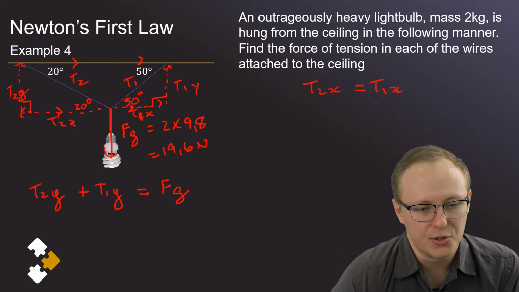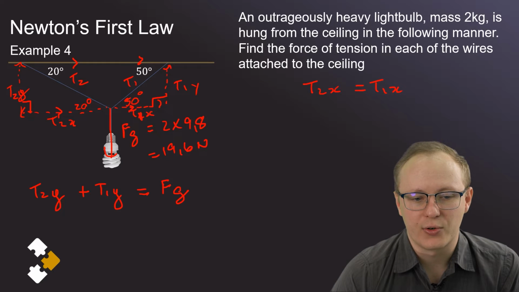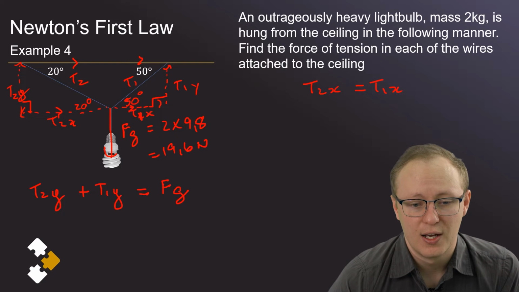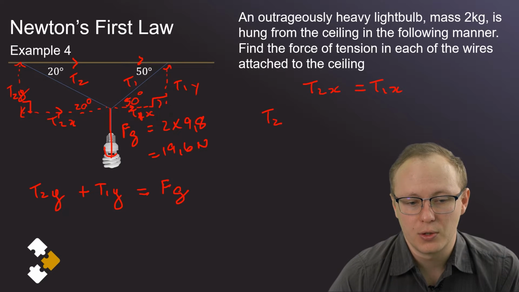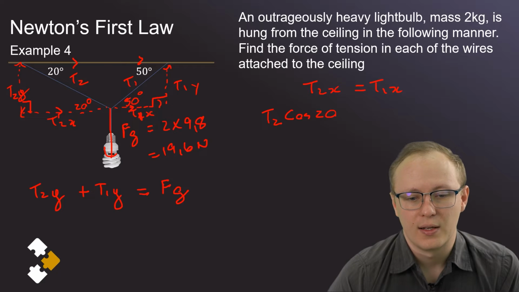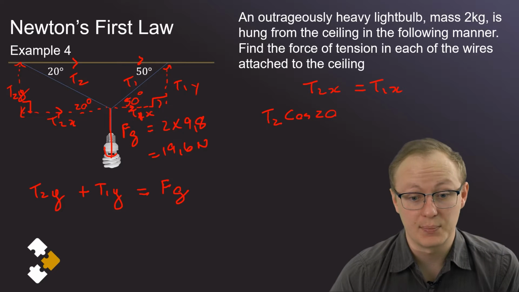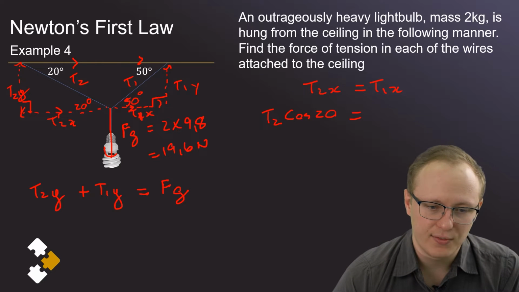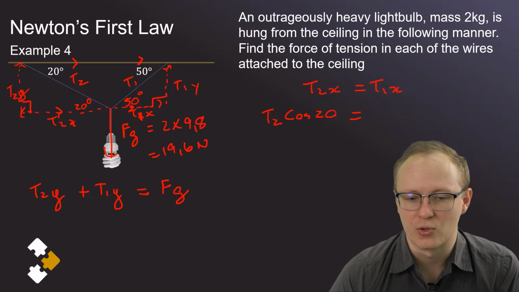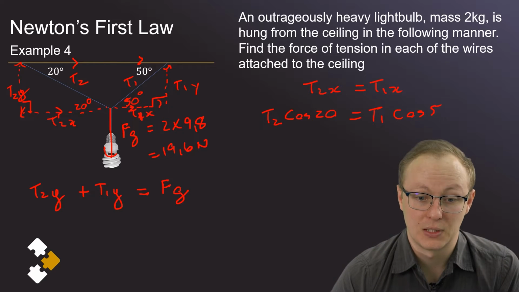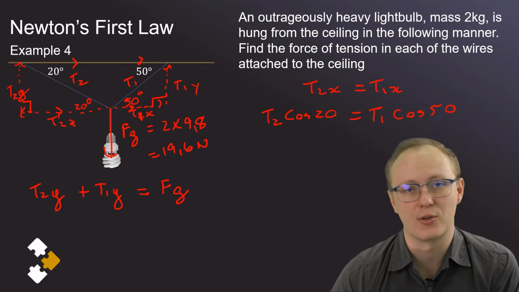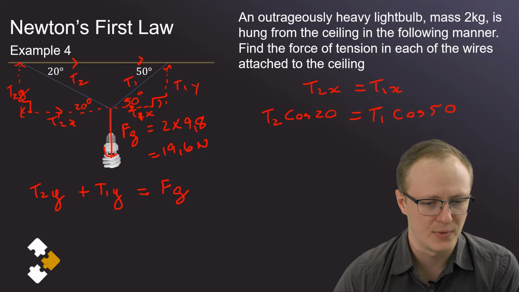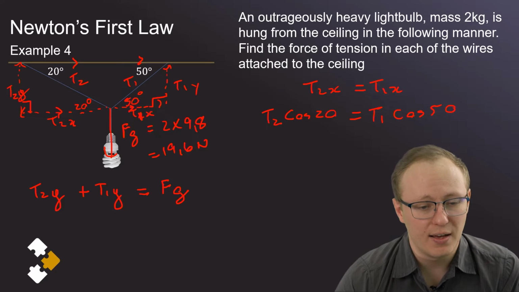Now if I look at the T2x, I know that the 20-degree angle and the T2x are adjacent to each other. So for T2x I can use cos. So I'm going to say that T2 times cos 20 is going to be equal to the T2x. So I'm substituting that in where I see T2x. And then for this T1x, I see that that is adjacent to the 50-degree angle. So T1x is going to be equal to T1 cos 50. Fantastic.